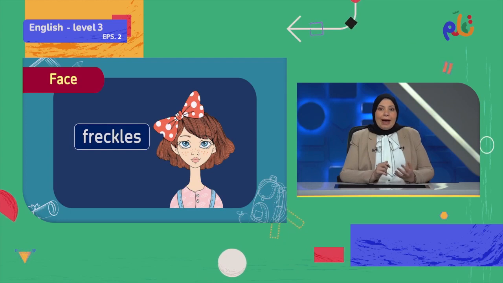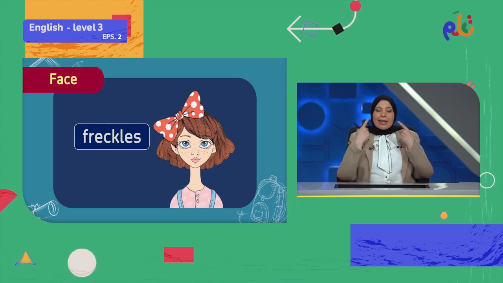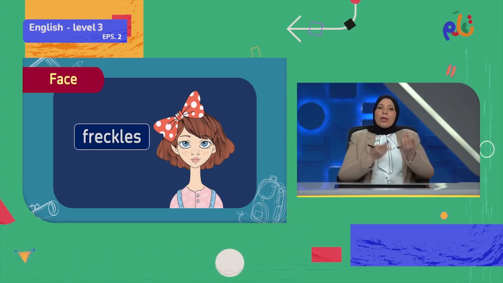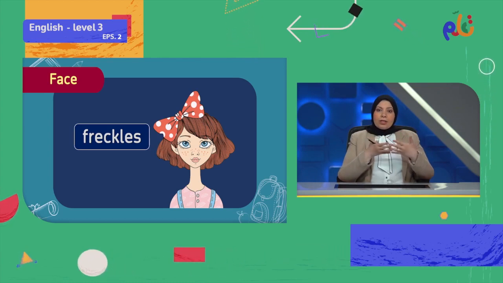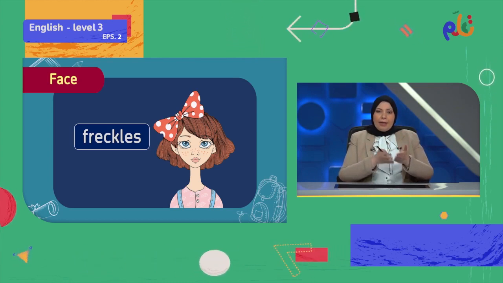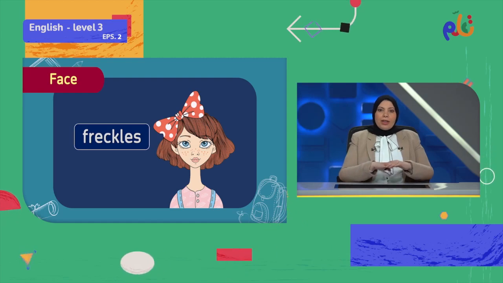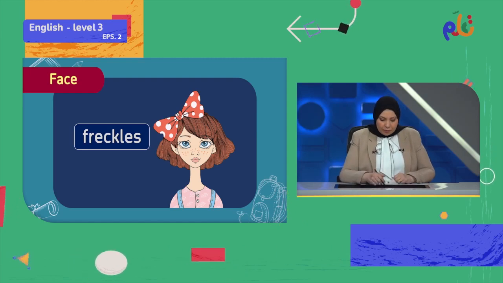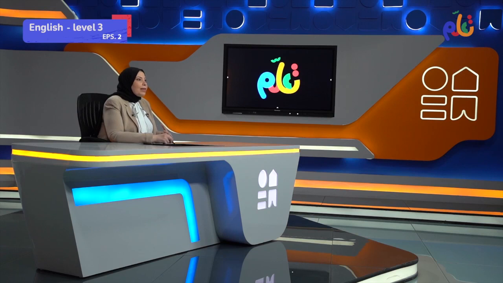So we can have freckles. Freckles اللي هي النمش. So if we're talking about face or describing the face, we can say freckles. So another word that can help us describe the face. Another very important thing that can help us describe the face is describing eyes.